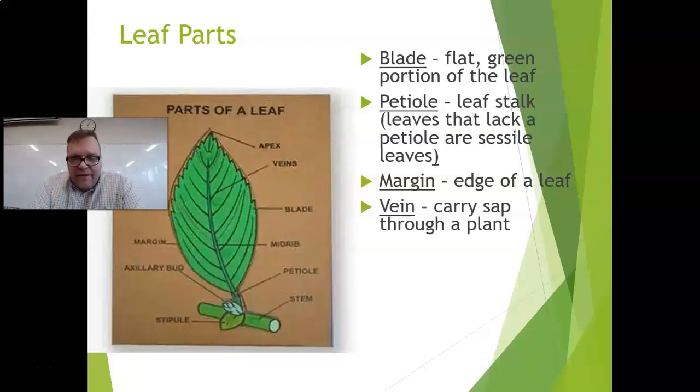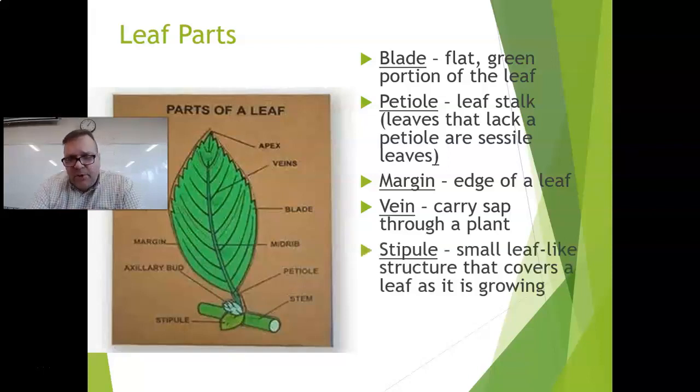The vein. These carry sap through a plant. So you can see all the different veins that are in there. Those little tiny lines that are coming in, those are all veins. The stipule. A small leaf-like structure that covers a leaf as it is growing. So you can see the stipule is right there. It's very tiny, and you're thinking, that doesn't really cover it.